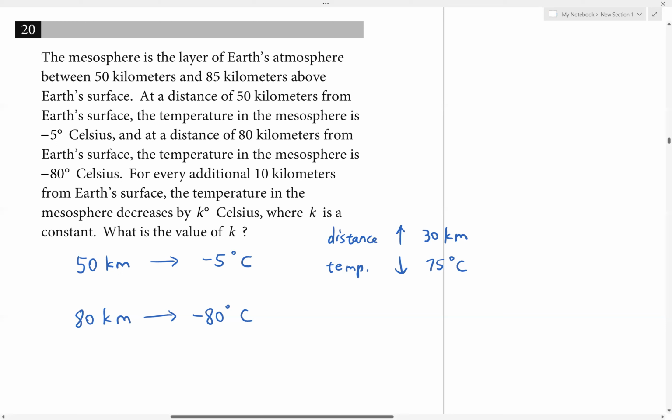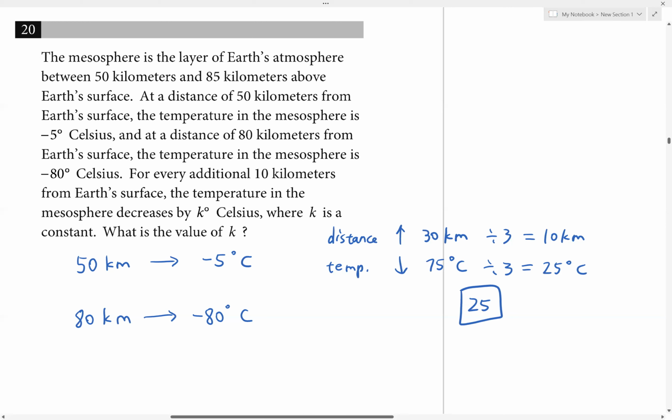So to get from 30 to 10 kilometers, we have to divide by 3. Then we can just divide 75 by 3. That should be our answer. The temperature should decrease by 25 degrees Celsius, because 75 divided by 3 is 25. So we know that when the distance increases by 10, the temperature should decrease by 25. So that should be our answer, which is just 25 for this question.